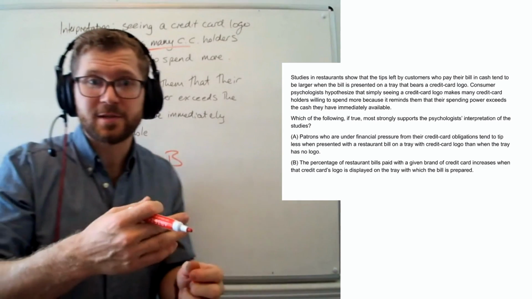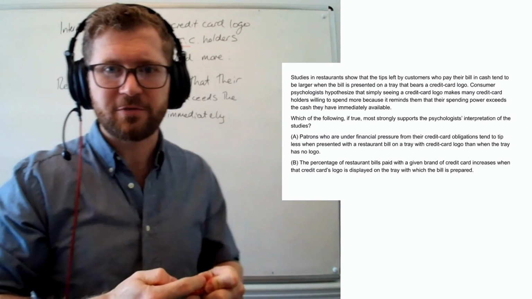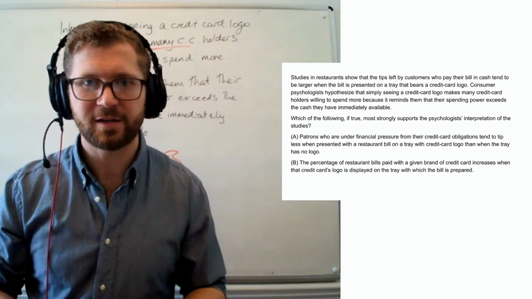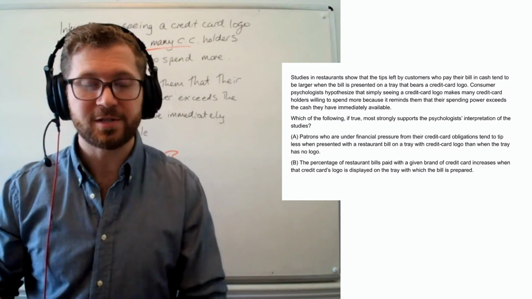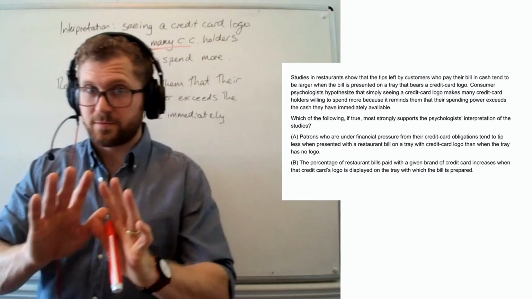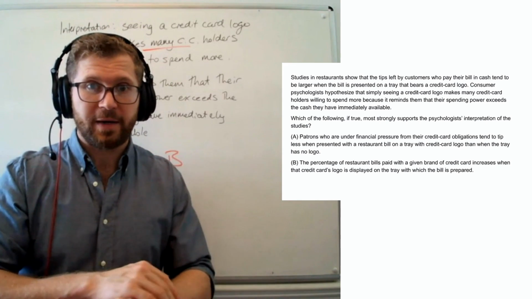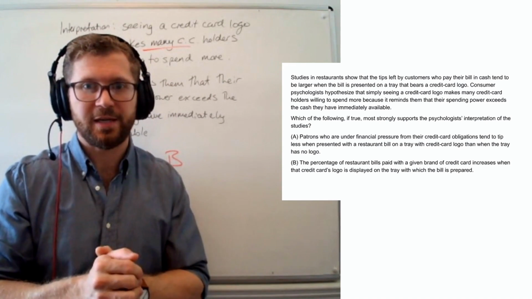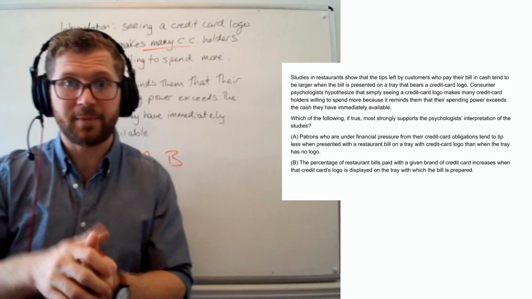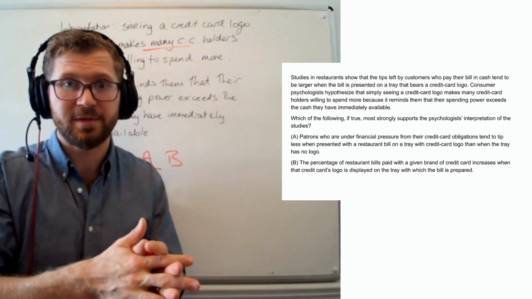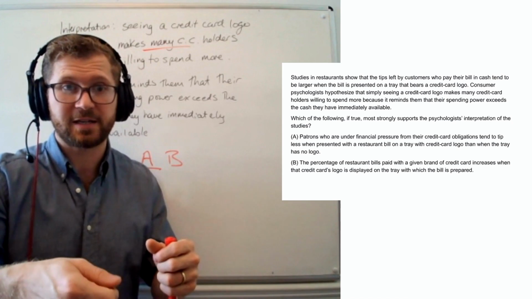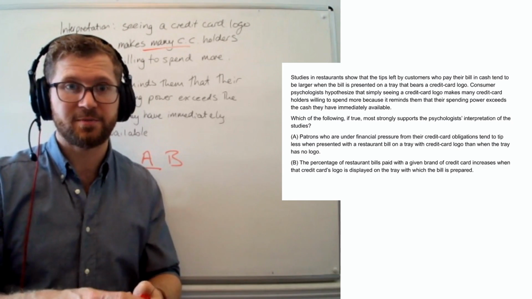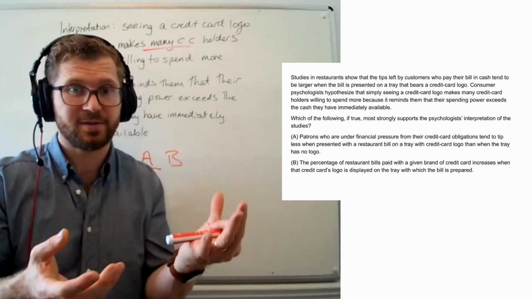Now, B comes along and says the percentage of restaurant bills paid with a given brand of credit card increases when that credit card's logo is displayed on the tray with which the bill is presented. Now, being very careful here, the passage only talks about people who pay their bills in cash. It's in the top line in the passage there. You can go back and take another read of it. And so this study is only about the amount people tip when they're paying in cash and whether the tray the bill is presented on either has a logo of a credit card or doesn't.